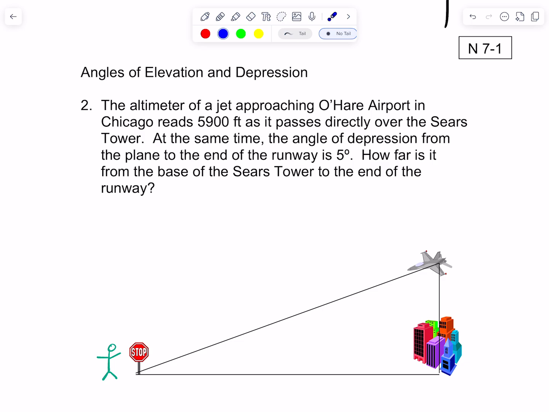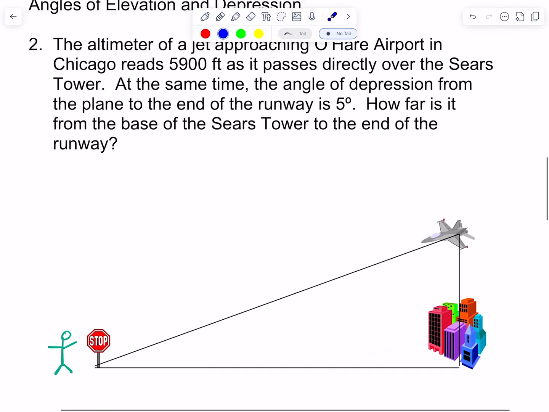So let's check your answers. Did you put the 5 degrees by me, or did you put the 5 degrees by the pilot? It should be by the stop sign.